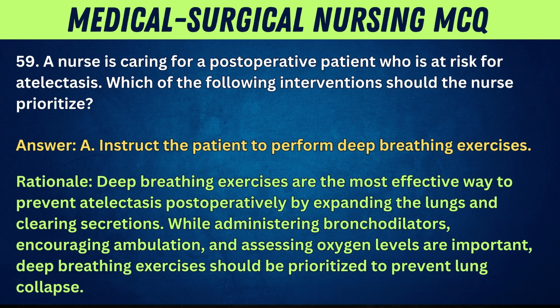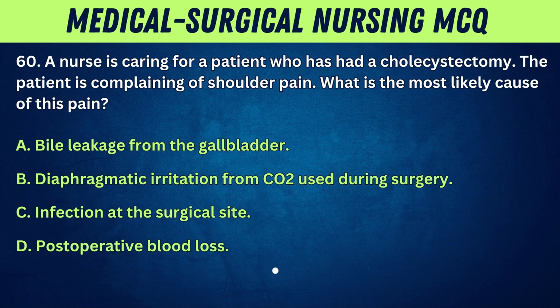Rationale. Deep breathing exercises are the most effective way to prevent atelectasis postoperatively by expanding the lungs and clearing secretions. While administering bronchodilators, encouraging ambulation, and assessing oxygen levels are important, deep breathing exercises should be prioritized to prevent lung collapse.